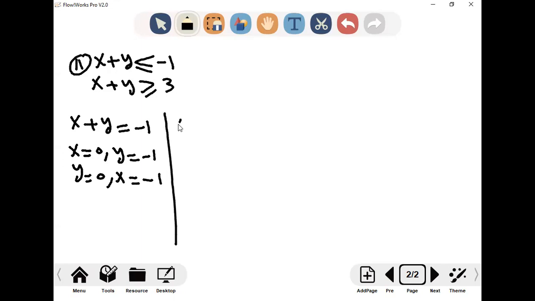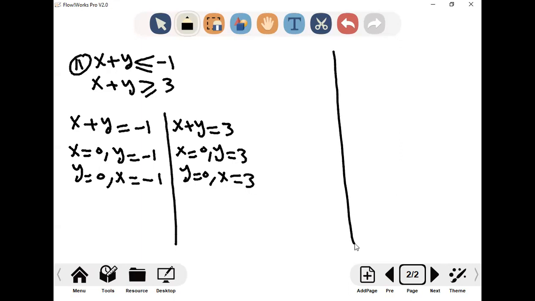The second one, x plus y equal 3. If x equals 0, y will be 3. If y equals 0, x also 3. After you find the intercepts, you are ready to graph. Start with the first one. x is negative 1 and y is negative 1. This is negative 1 for x.